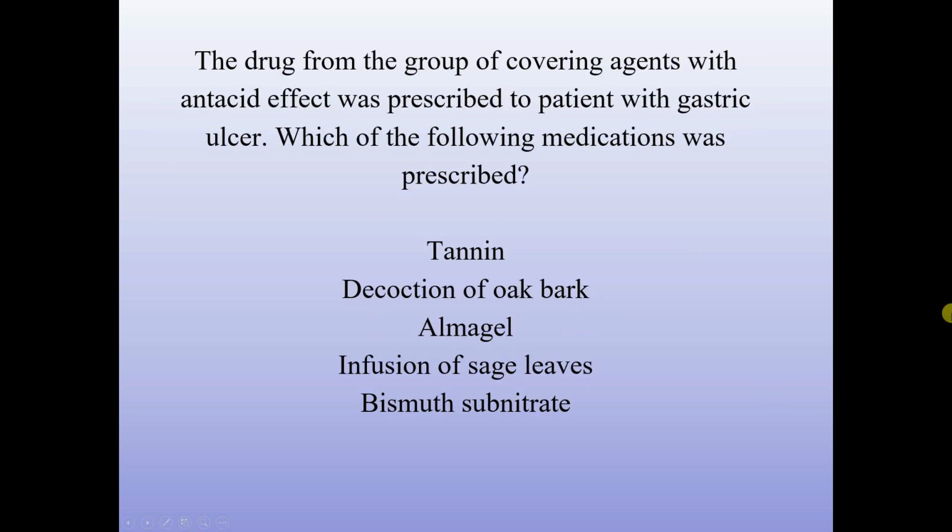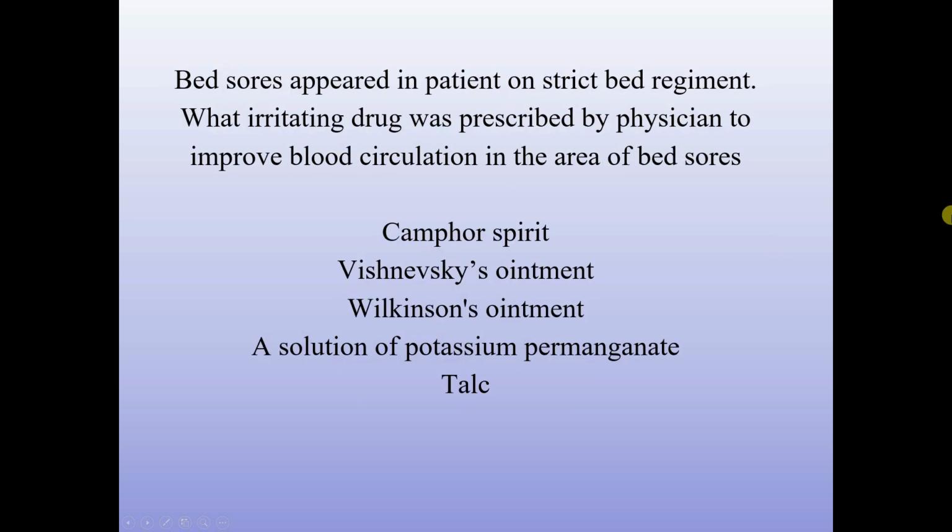The drug from the group of covering agents with antacid effect was prescribed to a patient with gastric ulcer. Which of the following medications was prescribed? In this case, of course, Almagel, according to the description. Bed sores appeared in a patient on strict bed regimen. What irritating drug was prescribed by the physician to improve blood circulation in the area of bed sores? In this case, you are searching for an irritating drug. From all the options, the only irritating one is camphor spirit.